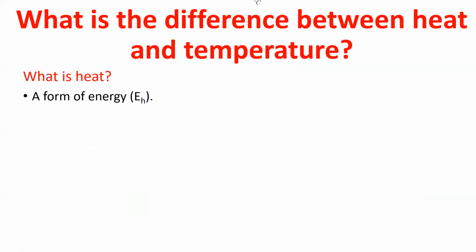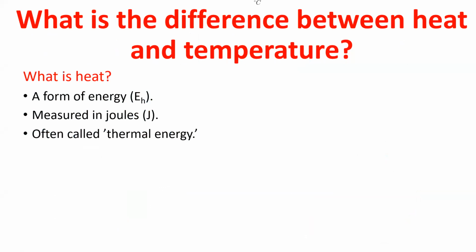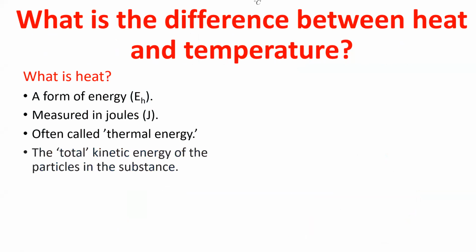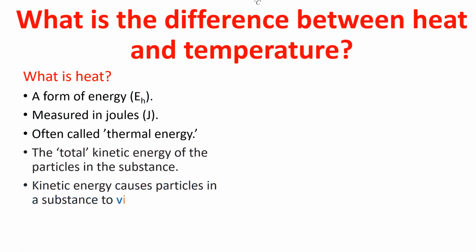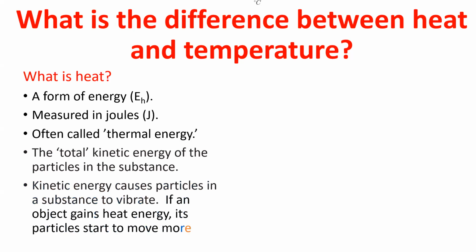So heat is a form of energy. It's measured in joules and it's often called thermal energy. It's the total kinetic energy of the particles in the substance. Kinetic energy causes particles in a substance to vibrate. So if an object gains heat energy, its particles will start to move more. Now, how does this compare with temperature?